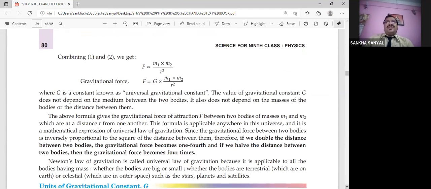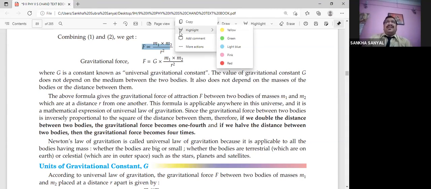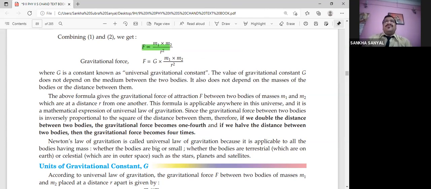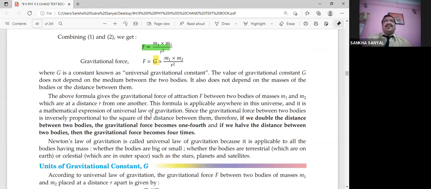If I combine these two, it would look something like this. What do you find over here? I find that F is proportional to m1 m2 by r square. My dear students, I'm pretty sure you are aware that to remove the sign of proportionality, I need to introduce a constant of proportionality. In this case, the constant of proportionality is G, and it is known as the universal gravitational constant.